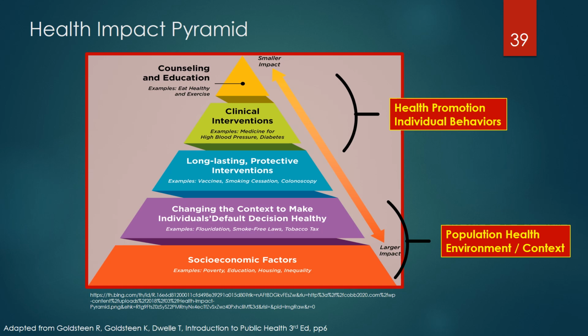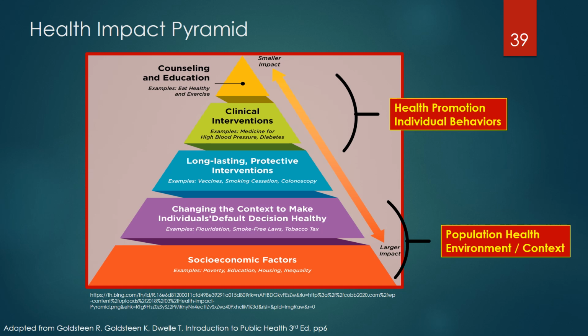The next level is long-lasting protective interventions, including vaccinations, smoking cessation programs, colonoscopy screenings, etc. The next level is clinical interventions that would include medications for high blood pressure and diabetes, etc. The top of the pyramid would be counseling and health education, including eating healthy foods, exercise, etc. The greatest impact on populations is at the lower levels of the pyramid, which deal with the environment of people, the area of focus for population health.